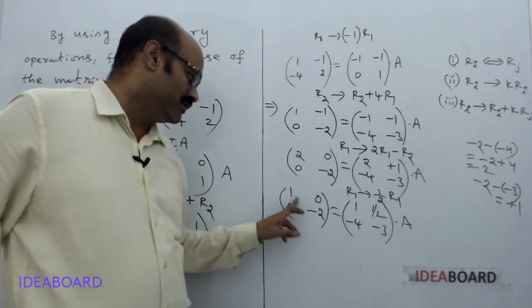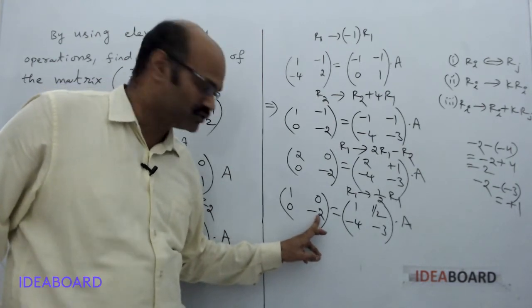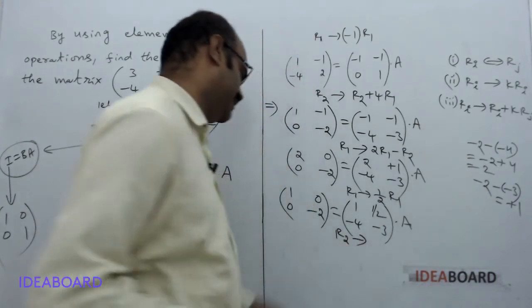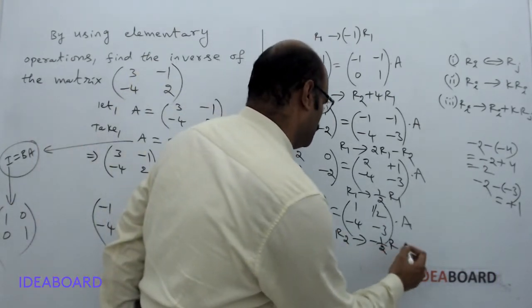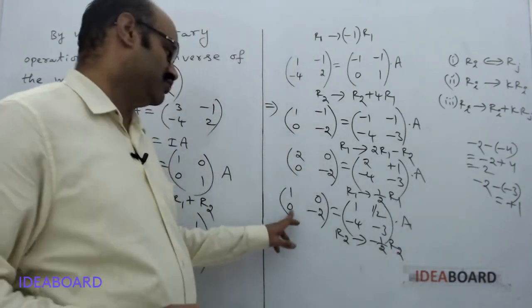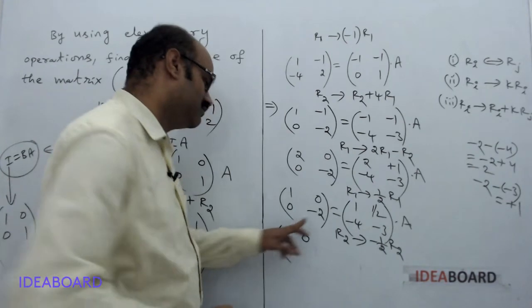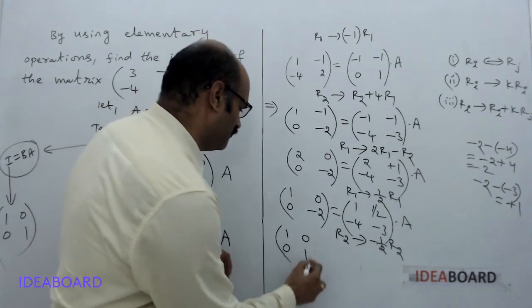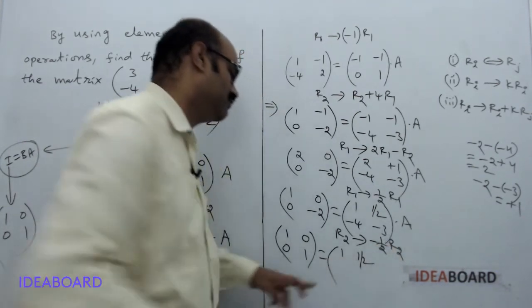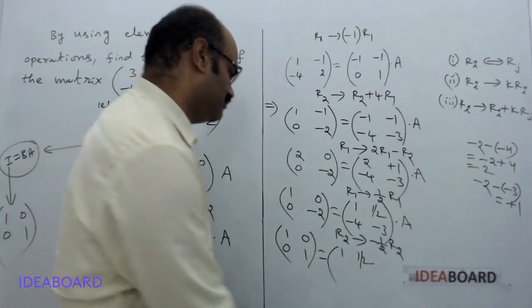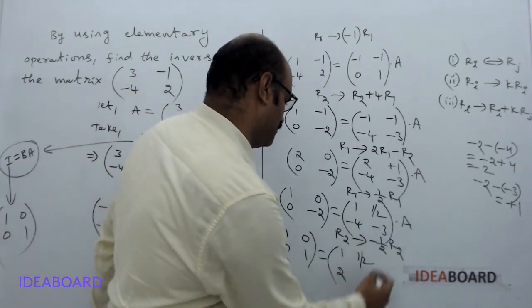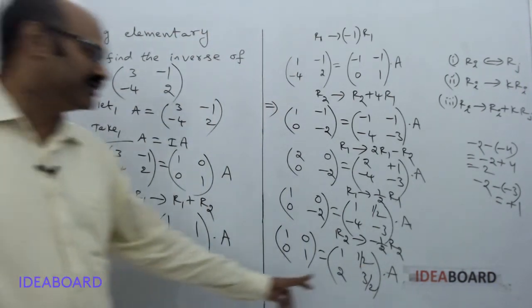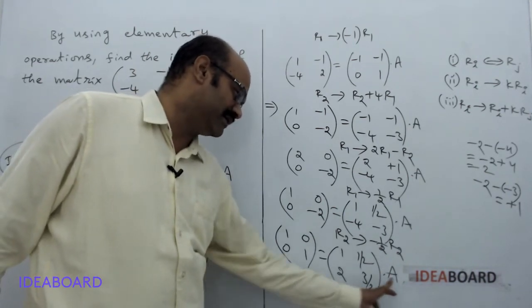It implies, now 1, 0, 0, 1 we have to get here. So to get 1 in this place, we have to multiply R2 by minus 1 by 2 into R2. So when you multiply this one by minus 1 by 2, 0 into minus 1 by 2, 0. Minus 2 into minus 1 by 2, 1 equal to 1, 1 by 2. Minus 4 into minus 1 by 2, 2. Now here 3 by 2 into A. Therefore, we say that this is said to be the inverse of the given matrix A.